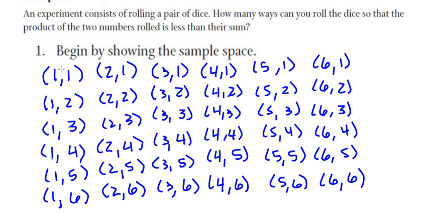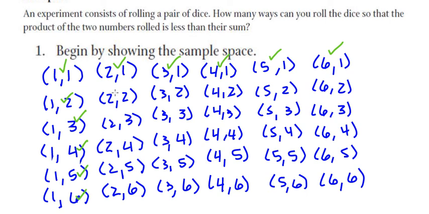Well, 1 times 1 is 1, and 1 plus 1 is 2, so that works. 2 times 1 is 2, but 2 plus 1 is 3, that works. 3 times 1 is 3, 3 plus 1 is 4. So you're going to recognize that all of these ones that pair the number with 1 are going to work because when you multiply them, it stays the same, but when you add them, it gets 1 bigger. So it's going to be all these ones down here.